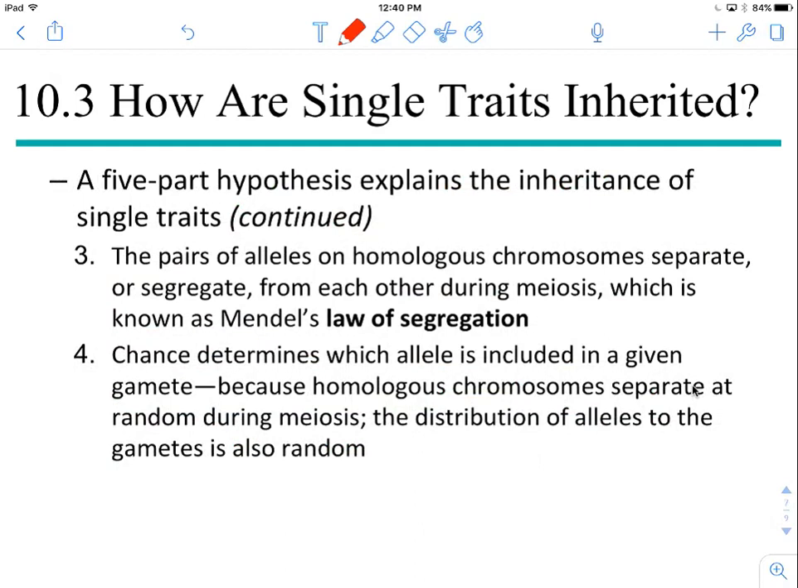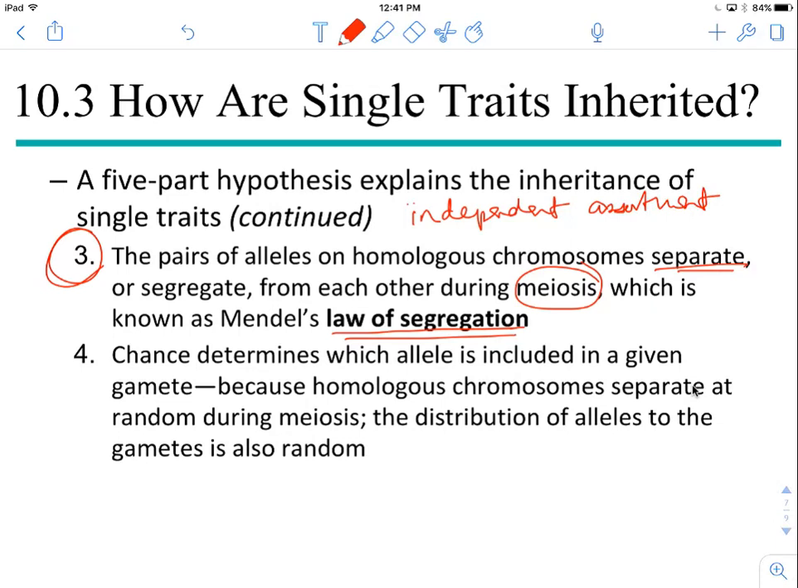Okay, so continuing with our hypothesis, number 3, these pairs of alleles on homologous chromosomes are separated, of course, during meiosis, when the homologous pairs are separated during anaphase 1 of meiosis 1. The separation of these alleles is called the law of segregation. Okay, and Mendel has 2 laws. He's got the law of independent assortment, which we already know about. Okay, chromosomes assorting independently, lining up on the metaphase plate independent of each other.